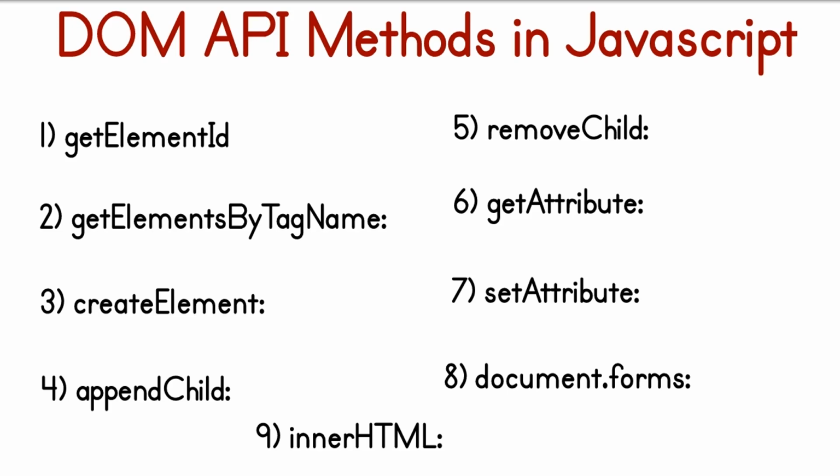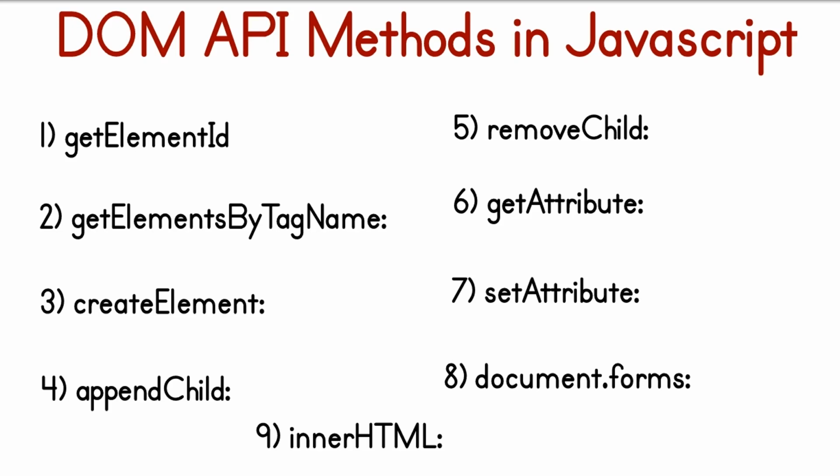The second method, guys, is getElementsByTagName. It will return all the elements of a particular tag. Let's suppose I only want all the h1 headings. So I will simply pass the h1 tag. If you only want all the image tags, you will just pass the img tag. This will return an array of elements.